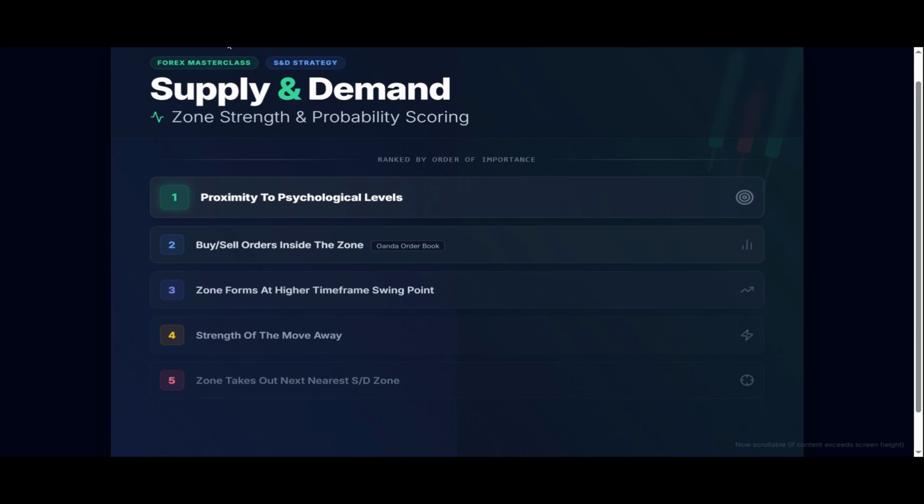The strength of the move away, not just the size of the candles, but the imbalance behind them. The higher time frame containment, so whether your zone is sitting inside a larger, more dominant institutional zone. And finally, whether the zone removed the next opposing zone, which is one of the clearest signs of real institutional intent. Individually, each of these factors tells you something, but together they give you a complete framework, a scoring model that removes emotion, reduces randomness, and helps you trade with clarity instead of hope.